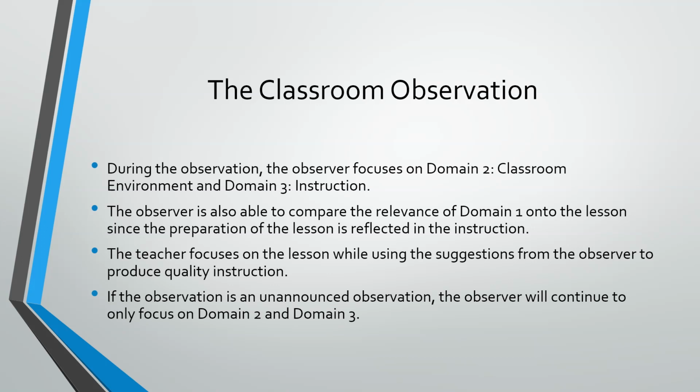During the observation, the observer will shift their focus to domain 2, classroom environment, and domain 3, instruction. Since domain 1 has already been established during the pre-conference meeting, during the observation, the observer will analyze a teacher's ability to implement the lesson. The teacher's focus will be the successful execution of the lesson while taking into consideration the recommendations and expectations from the observer. The observer will also focus on student behaviors such as engagement, their understanding of the lesson, their discussions with the teacher or with one another, and how classroom routines are executed to maximize learning and minimize wasted time.